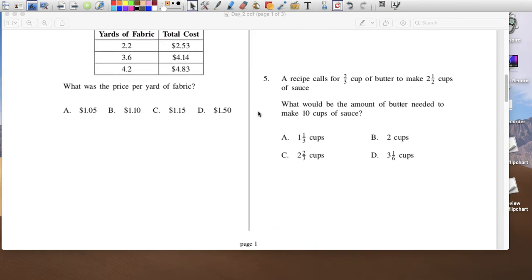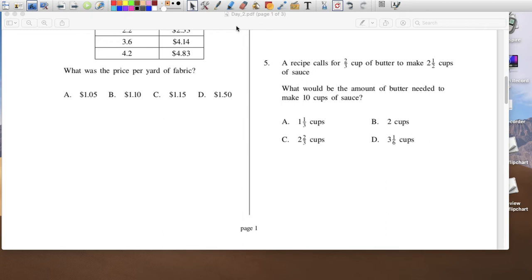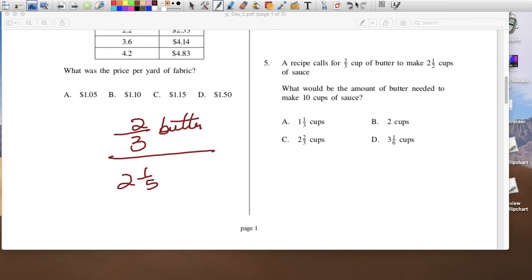5. A recipe calls for 2/3 cup of water to make 2 1/2 cups of sauce. What would be the amount of water needed to make 10 cups of sauce? So 2/3 cups of water. I need 2.5 cups of sauce. If I needed 10 cups of sauce, how much water would I need?